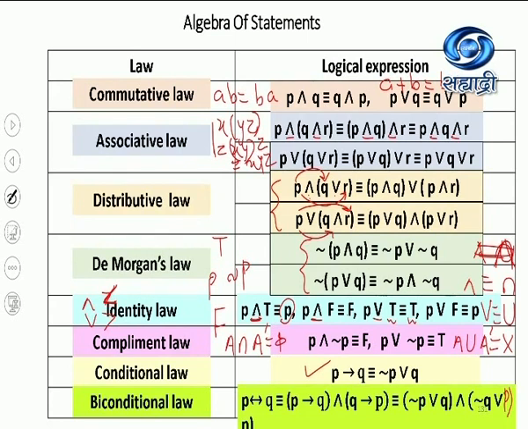Please note it down. P implies Q equivalent to negation P or Q is proved and can be proved using the truth table. Also, P if and only if Q equivalent to P implies Q and Q implies P, which is also equivalent to negation P or Q, because equivalent of P implies Q is negation P or Q. Q implies P is equivalent to negation Q or P. So biconditional law states that P if and only if Q is equivalent to P implies Q and Q implies P.